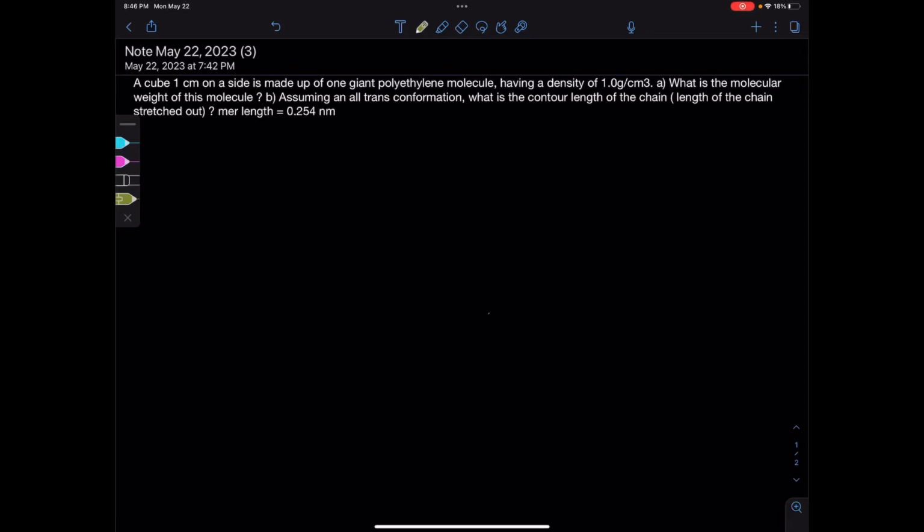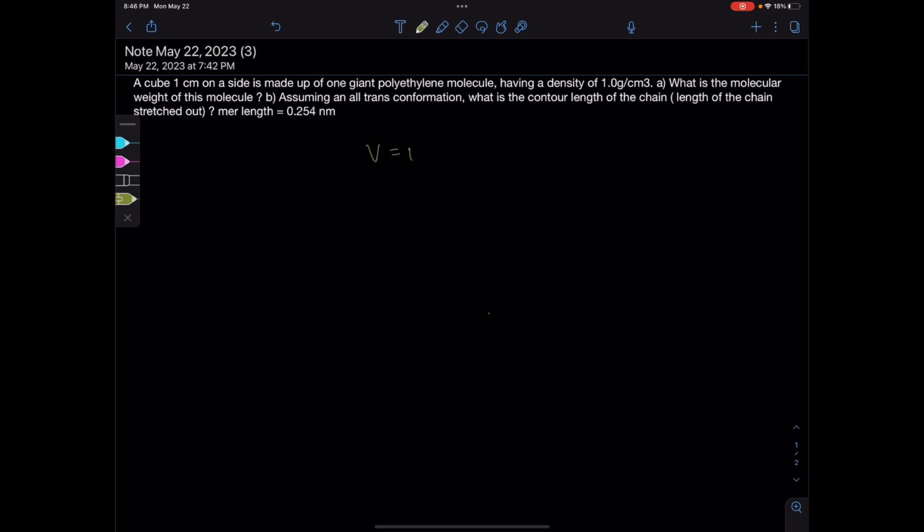A cube 1 centimeter on a side is made up of one giant polyethylene molecule having a density of 1.0 gram per centimeter cube. What is the molecular weight of this molecule? Assuming an all-trans conformation, what is the contour length of the chain stretched out? Mer length is 0.254 nanometers.